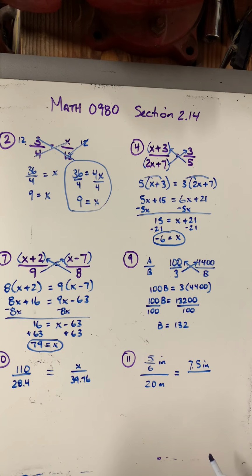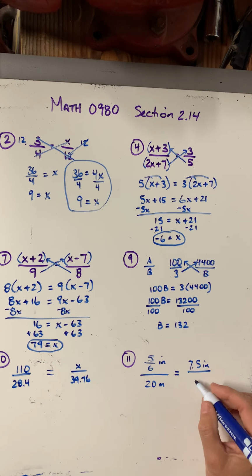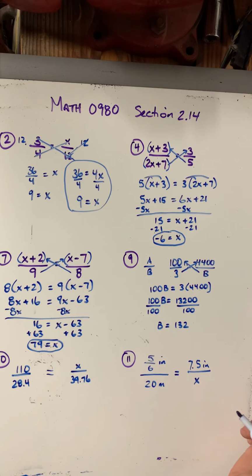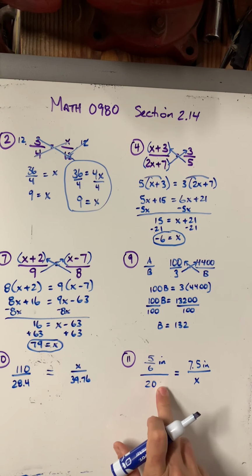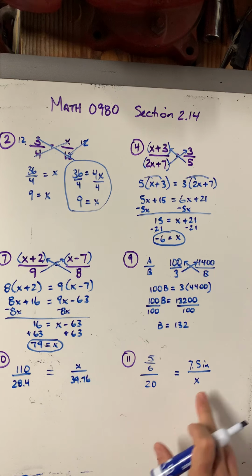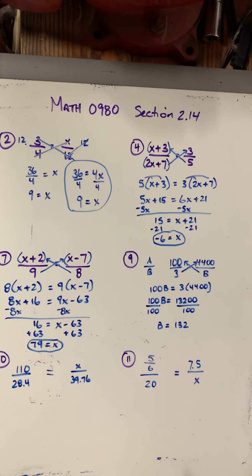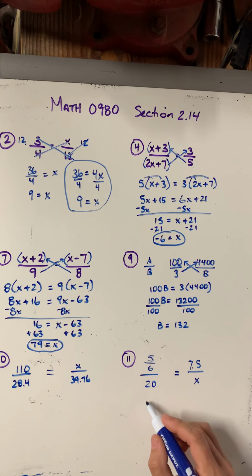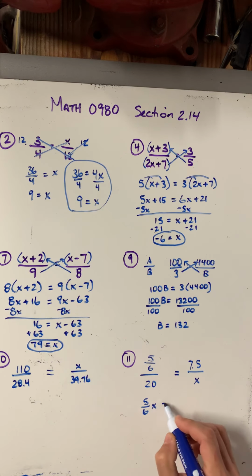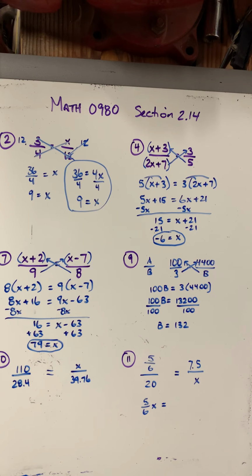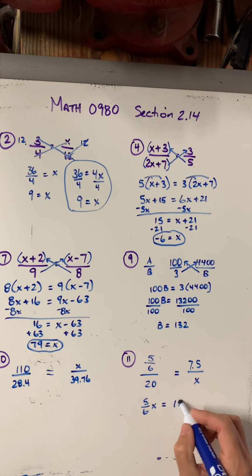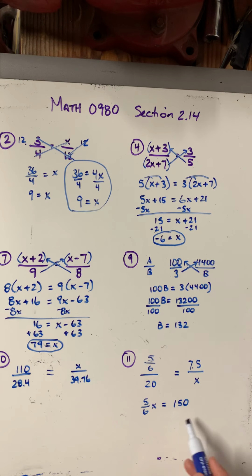Then how far apart are the two cities in miles? So what we don't know is the miles. So there's our setup. I'm going to erase the units. So this just becomes a proportion. And then from there, cross multiply, 5/6 times X equals whatever 20 times 7.5 is. So 150. And then you can solve from there. Divide both sides by 5/6.